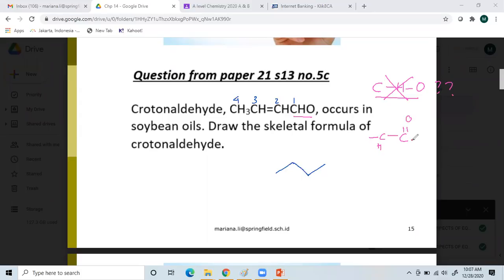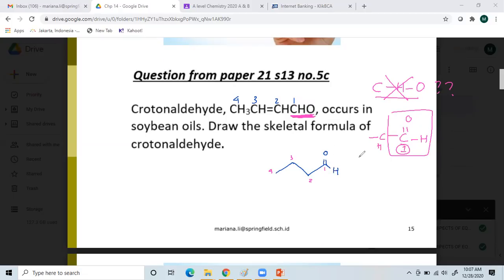So CHO for carbon number 1 would be like this, C double bond OH. Okay, once again, CHO here, if you open this, would be like this: C double bond OH. Okay, so oxygen has 2 hands, carbon has 4 hands, while hydrogen only has 1 hand. Now we want to make the CHO group at the first C here. This is 1, 2, 3, 4, right? At the first C, there will be an aldehyde group, CHO. So this is how I make the skeletal formula for this.